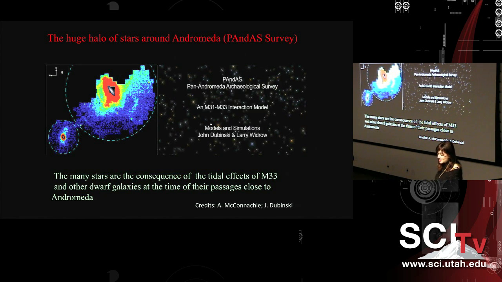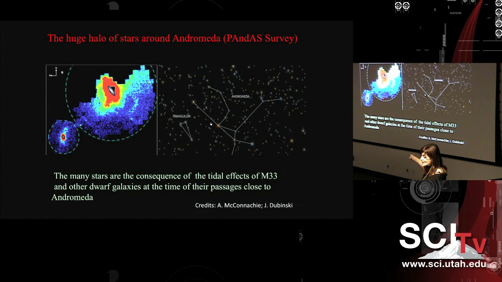So these are the observations around Andromeda. This observation shows that Andromeda has a huge halo of stars. And this is another galaxy called M33. It's a dwarf satellite around Andromeda.